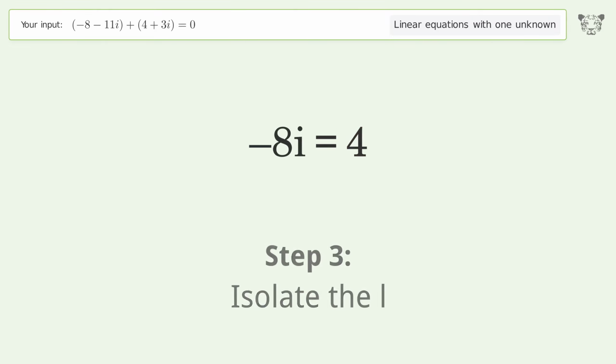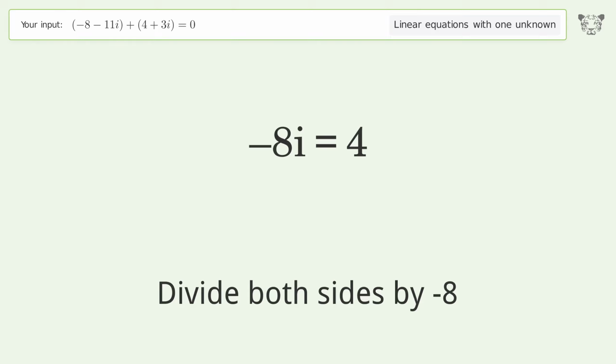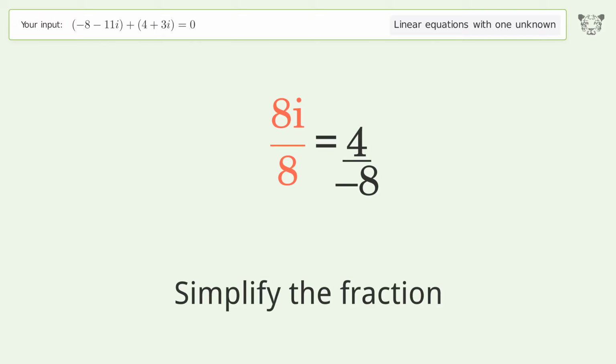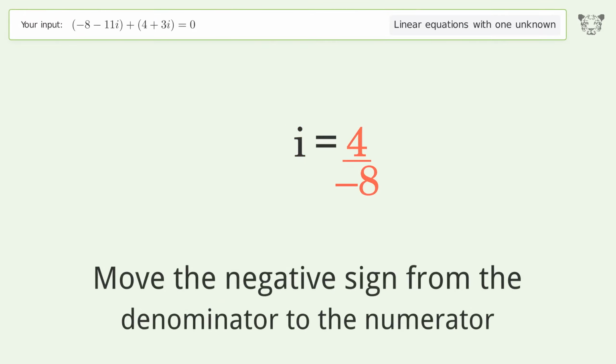Isolate the L. Divide both sides by -8. Cancel out the negatives. Simplify the fraction. Move the negative sign from the denominator to the numerator.